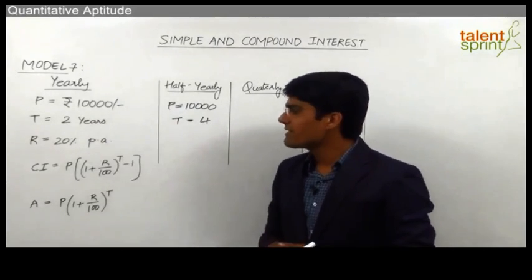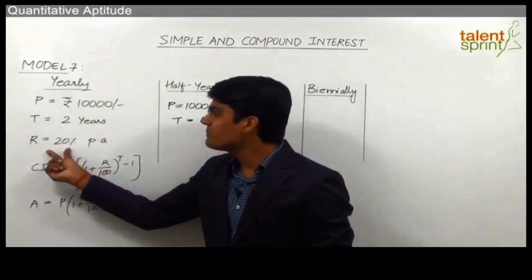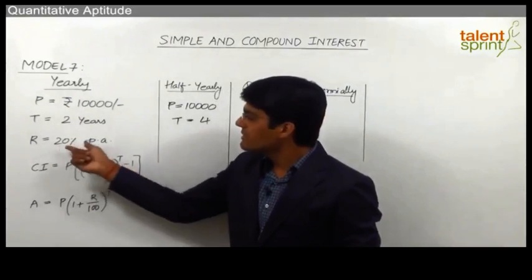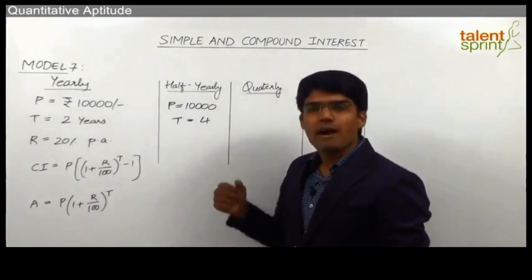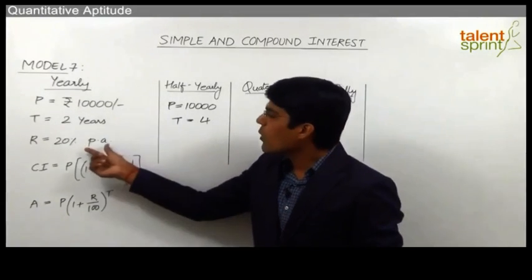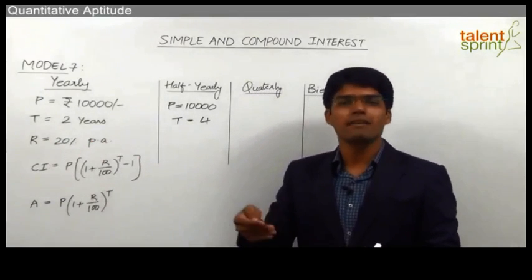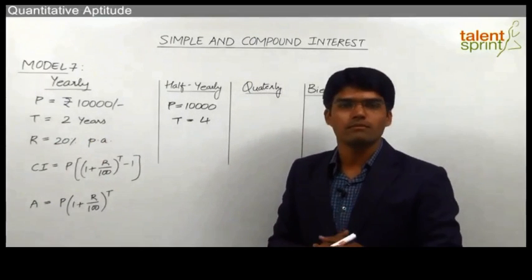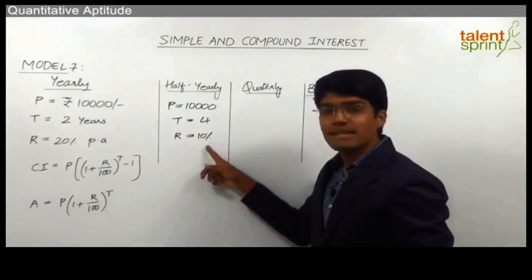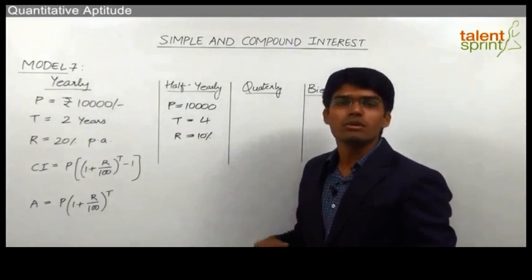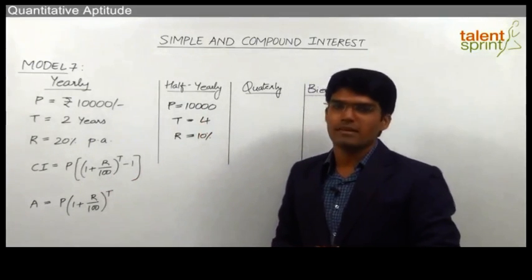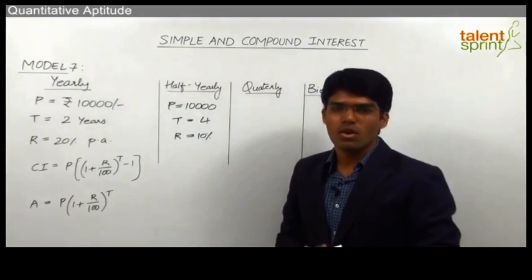And coming to rate of interest, it is equal to 20% per annum. So for a yearly compounding, R should be equal to 20. That is 20% for 1 year. But since this is a half-yearly compounding, R should be taken as 10% only. Why? Because for 1 year, if it is 20%, for half a year, the interest generated will be only 10%. So R here should be taken as 10%. This is 10% per period, where the period is equal to 6 months. So with the help of these three values, we can substitute in the formula and get the required answer. That is either the compound interest or the amount.